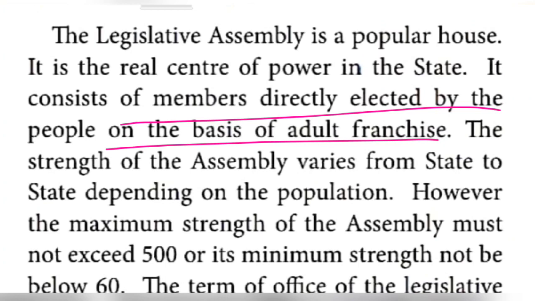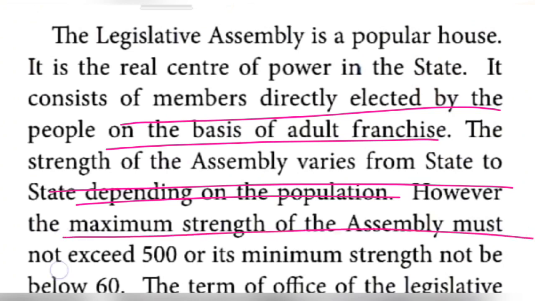Okay, adult franchise. Then the strength of the assembly varies from state to state. It depends upon the population. The strength of the legislative assembly may vary. Vary in the sense, what is different. Okay, so on the basis of the population, it will be changed, they are telling. The maximum strength of the assembly must not exceed 500 or the minimum strength be below 60. Okay, 60, like that they are telling.